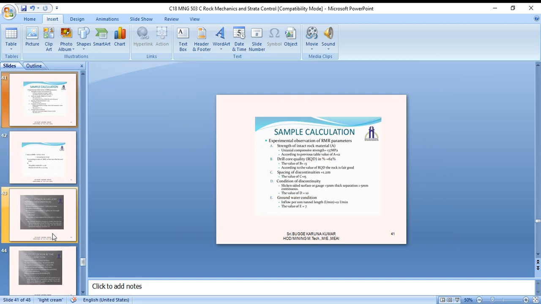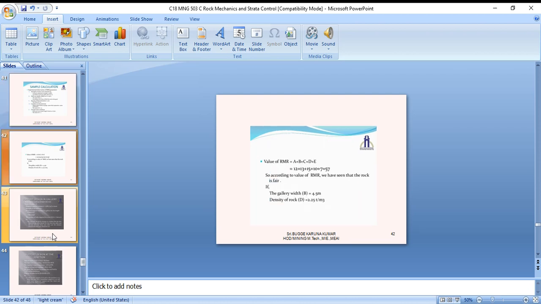So sample calculation for the experimental observations, RMR parameters, strength of the intact rock material. That was already given in the above slides. Similarly, we have also given here compressive strength, drill core quality, spacing and discontinuities values. These are important. The value of RMR, A plus B plus D, we take, and according to the RMR we can see the rock is fair.